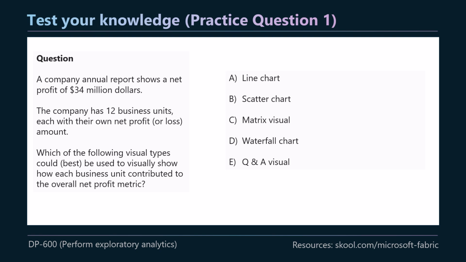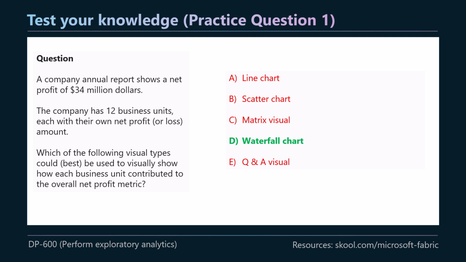Question 1. A company annual report shows a net profit of $34 million. Now the company has 12 business units, each with their own net profit or loss amount. Which of the following visual types could best be used to visually show how each business unit contributed to the overall net profit metric? Is it A, a line chart, B, a scatter chart, C, a matrix chart, D, a waterfall chart, or E, a question and answer visual? Pause the video here, have a think, and I'll reveal the answer to you shortly.